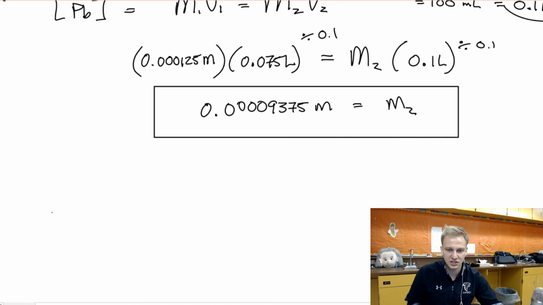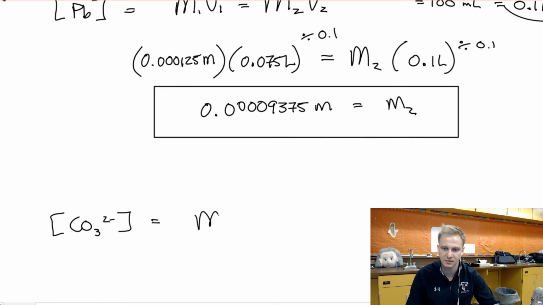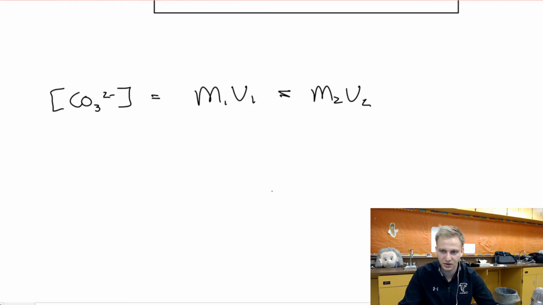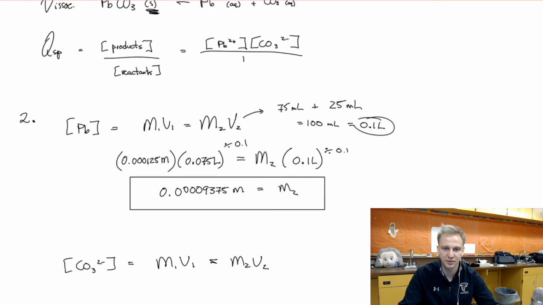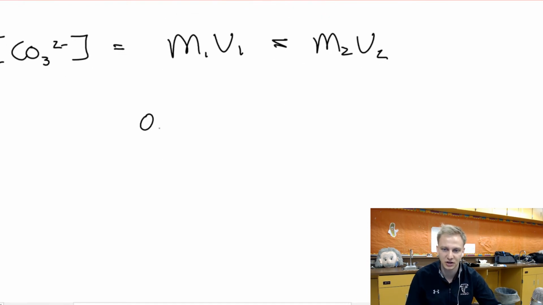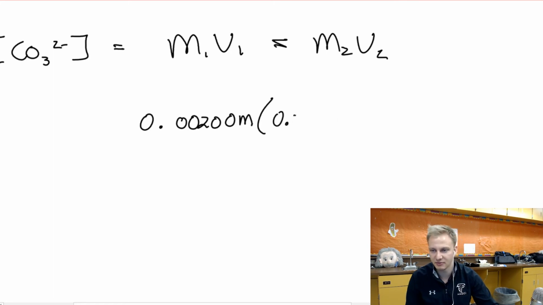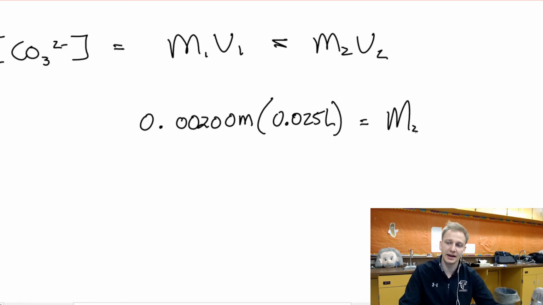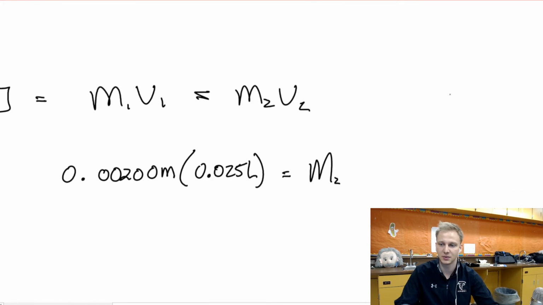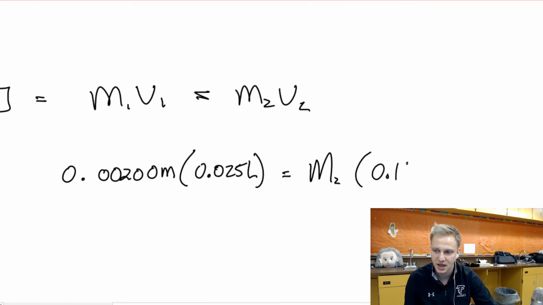Okay. Next, we need to solve for the concentration of the carbonate, CO3 2-. We're going to use the same thing, M1V1 is equal to M2V2. We plug in the other numbers we had up here: 0.0020 molarity for the initial concentration, and we had 25 milliliters of that, so 0.025 liters. Again, we want to solve for the M2, and in this case our V2 will be the exact same as what we had above. We're adding 25 milliliters and 75 milliliters, so our total volume is 100 milliliters or 0.1 liters.